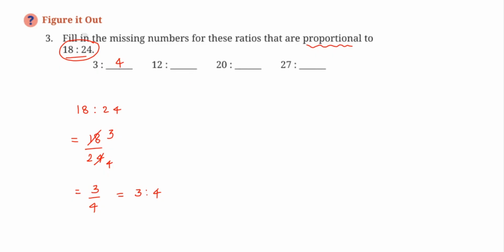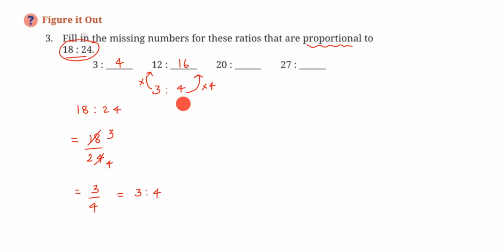Here we have 12 and have to find the second term. Now look at this. I have a 3 here. So 3:4. Now I have to find the factor or a number which multiplied by 3 will give me 12. So here we'll multiply because 12 is greater than 3. It means we are multiplying. Division will reduce the number, right? So 3 times 4 is 12. This means 4 times 4 is 16. Therefore, 12:16 is in proportion with 3:4. If you reduce 12 and 16, you get back 3:4.